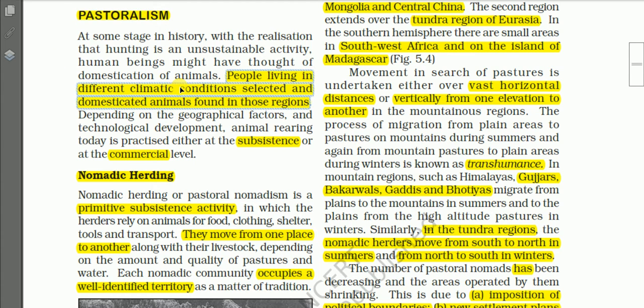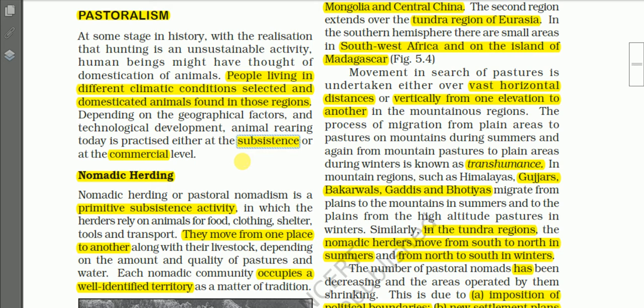People living in different climatic conditions selected and domesticated animals found in those regions. Depending on the geographical factors and technological development, animal rearing today is practiced either at the subsistence level or at the commercial level. People living in different climatic conditions, maybe hot or cold, selected animals for domestication and practice nomadic herding or any other type of herding of animals. So people practice pastoralism either for subsistence.